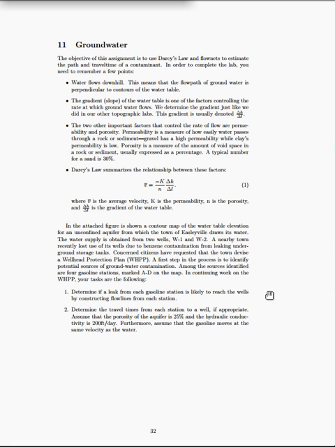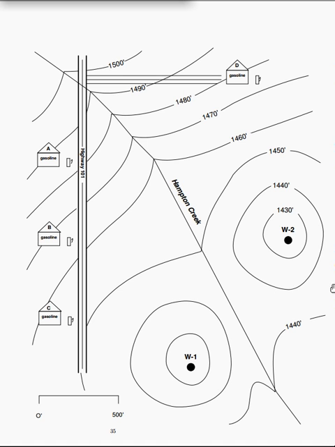So what I want us to do is skip down to the next to last page where you can see the map. What we're looking at when we look at this map is the elevation of the water table. This one is 1460, this one's 1470, 1480. So this is not the ground surface. This is the water table down underneath the ground.